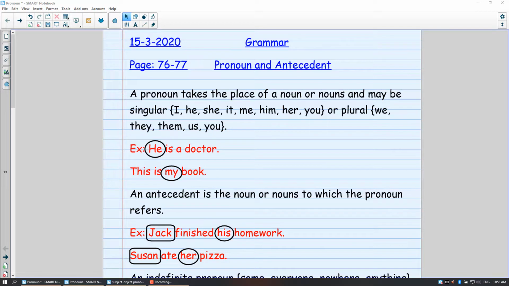So please, I want you to open your grammar book, page 76, and our lesson will be pronoun and antecedent. So please, if you're ready, let's get started.